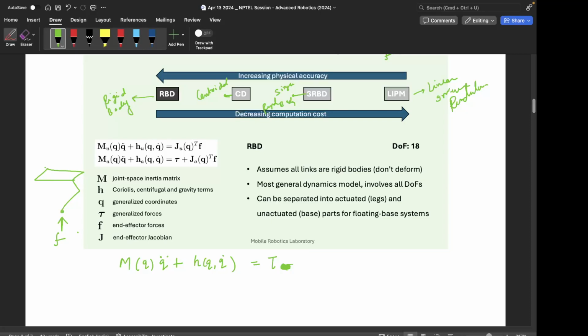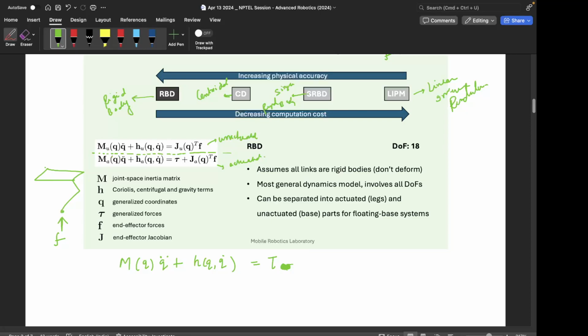And to generate that force in order to propel itself or balance its own weight, joint torques have to be applied, right? So basically here the equation has been separated into two parts. The upper one is the unactuated dynamics, and the lower one is the actuated dynamics. Unactuated corresponds to the base, the 6 degrees of freedom of the base, which are not directly actuated, right?